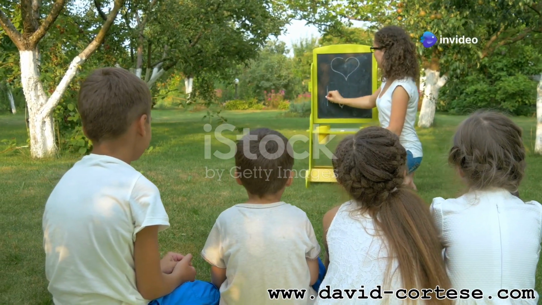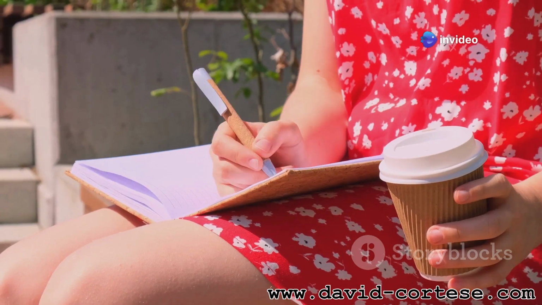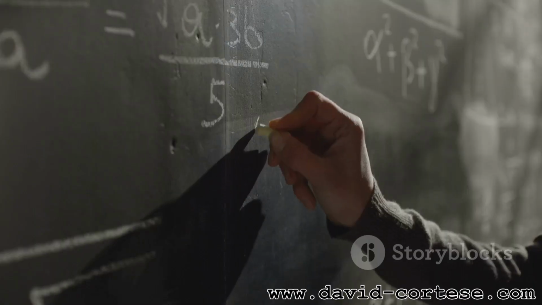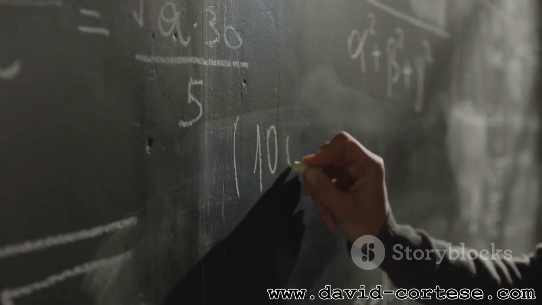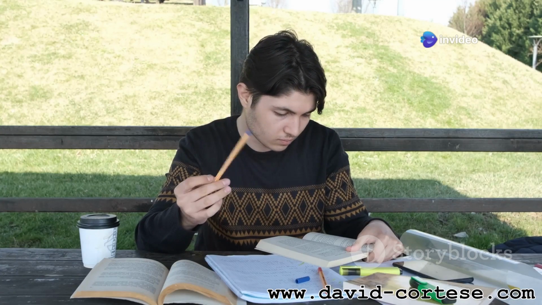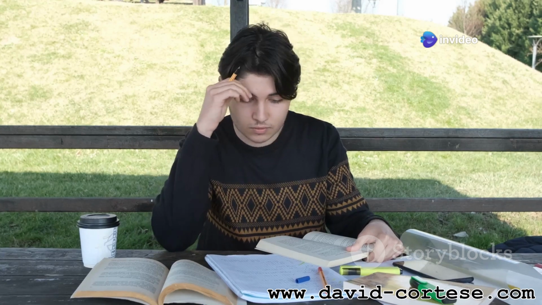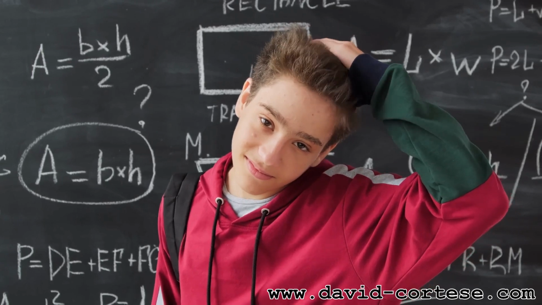Direct substitution isn't always enough. Sometimes we encounter functions that become undefined at the point where we're trying to find the limit. For example, consider the function f(x) equals (x squared minus 1) over (x minus 1). If we try to find the limit as x approaches 1 using direct substitution, we run into a problem. The denominator becomes 0, and division by 0 is undefined.